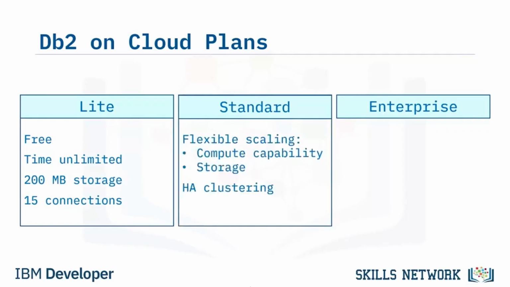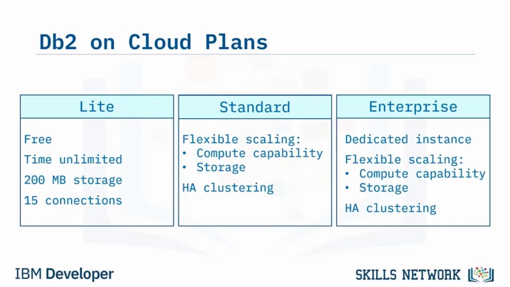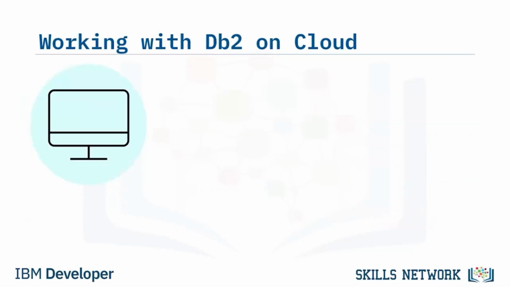The Standard plan provides flexible scaling of compute capability and storage, as well as built-in 3-node high-availability clustering. And the Enterprise plan provides you with a dedicated database instance, again with flexible scaling of compute capability and storage and built-in 3-node high-availability clustering. You can deploy DB2 on Cloud on the IBM Cloud Platform or on Amazon Web Services.